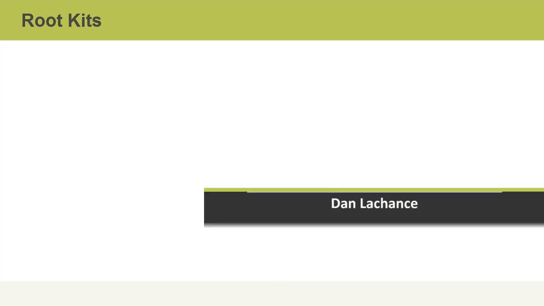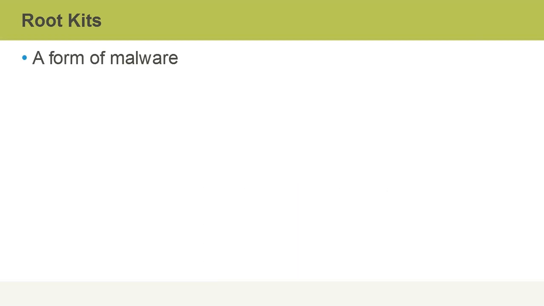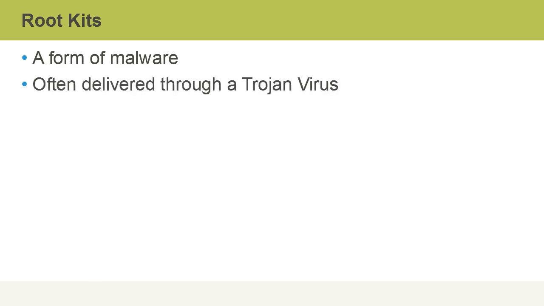In this video, I'll talk about rootkits. A rootkit is a form of malware, and it can apply to the Windows platform or the Unix or Linux platform, including at the smartphone level. So it's a form of malware that is usually delivered through a Trojan virus.